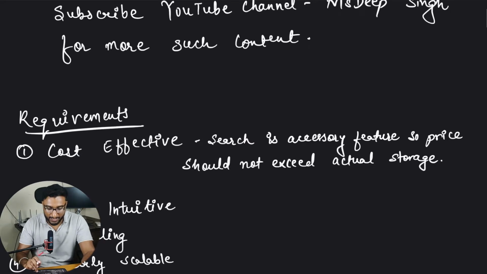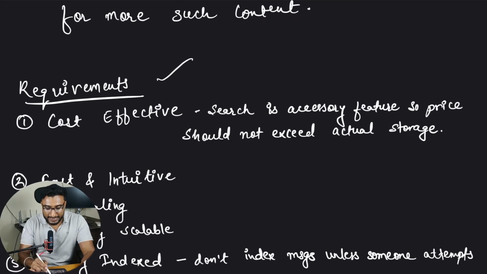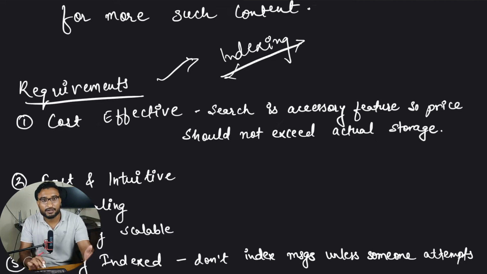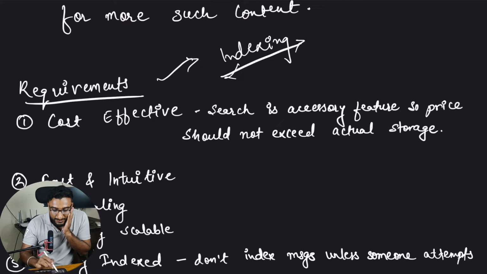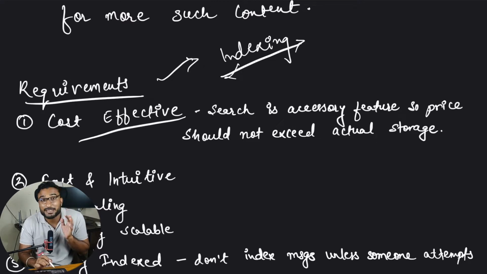So what kind of requirements are we looking for in the indexing data storage? We will need some kind of indexing technology, right? The first requirement is cost effective. I don't want to pay too much for it, because search is an accessory feature. It is not the top feature which I am providing. So it should be cost effective.